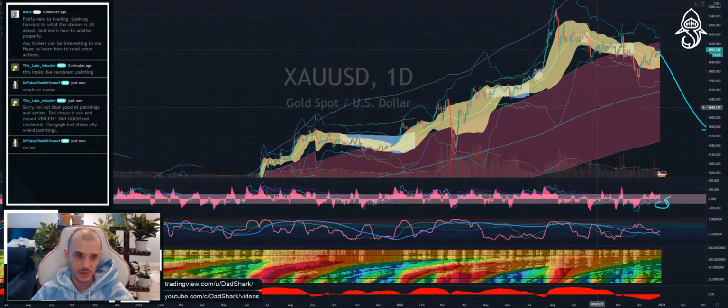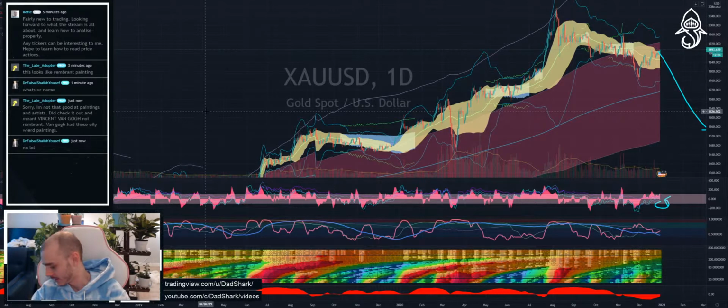Pretty much the entirety of this strategy is defining states of trend or not trend, in other words, expansion and compression.